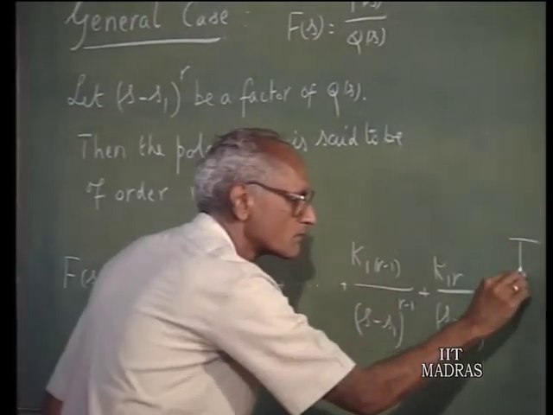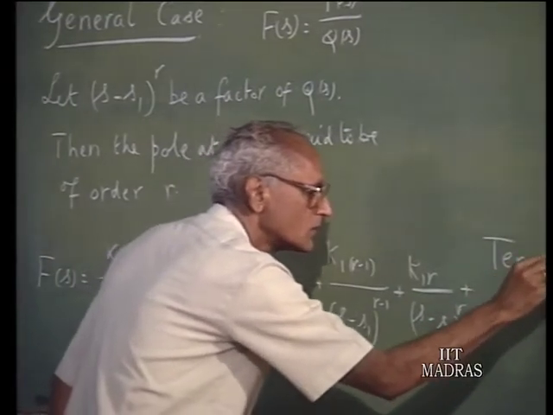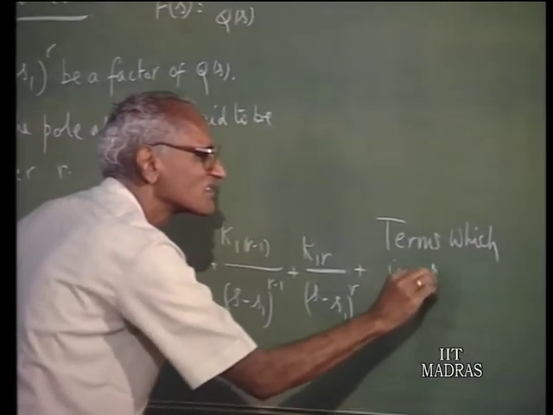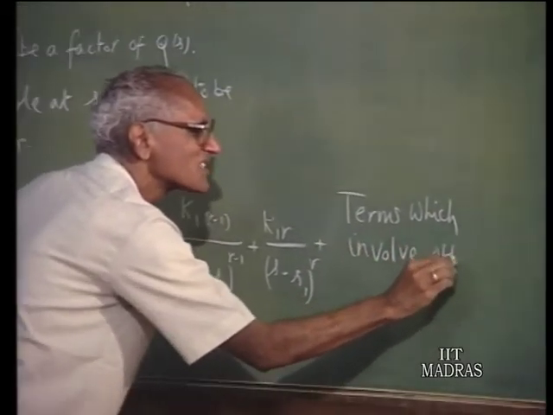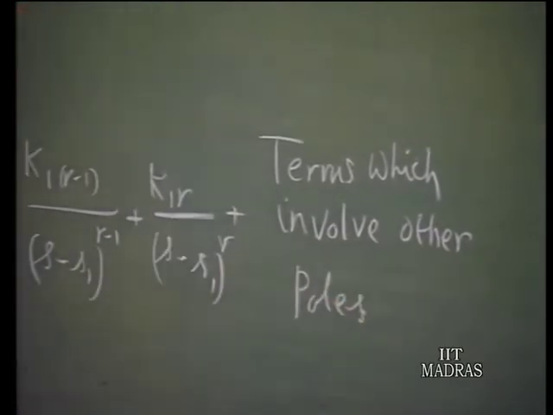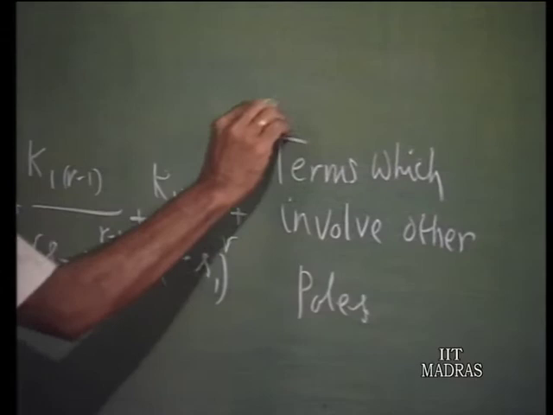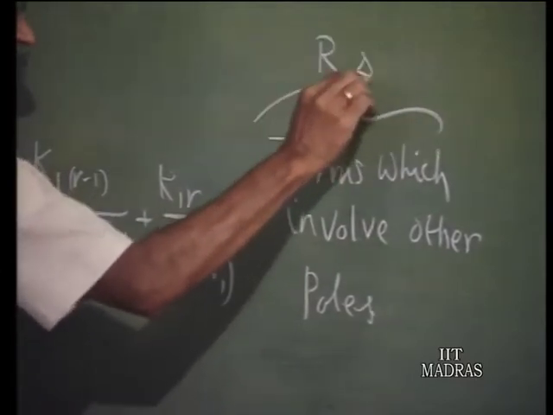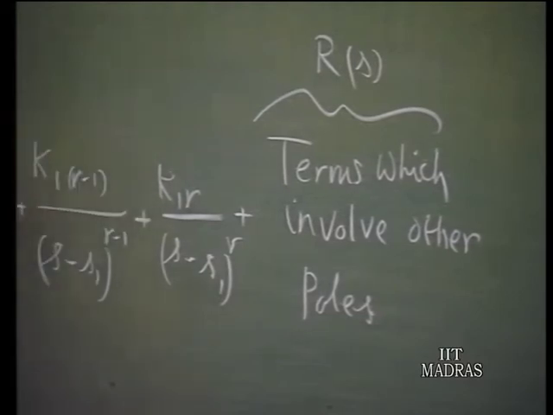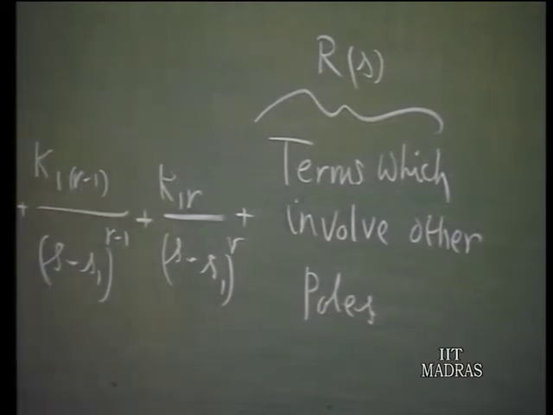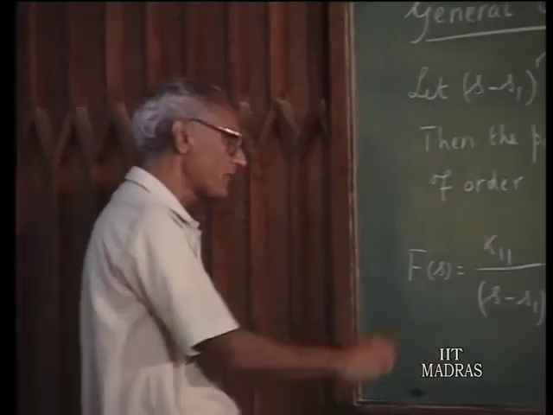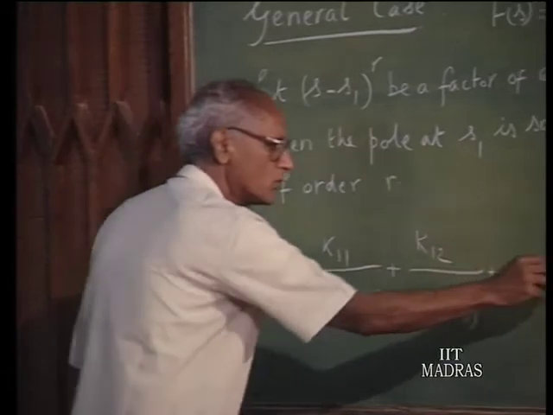that is, poles other than at s equal to s1. Let me call this group of terms R(s), because our focus now is on how to calculate k11 to k1r. We are not interested in the other terms. So, our discussion will center around methods of finding k11, k12, up to k1r.